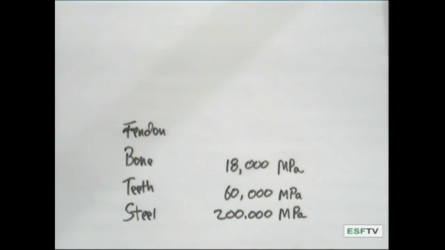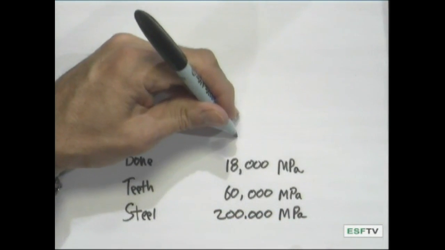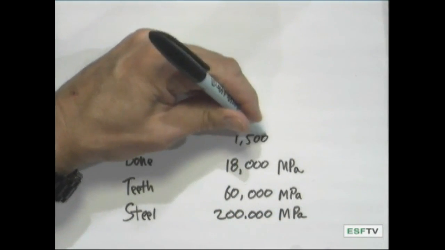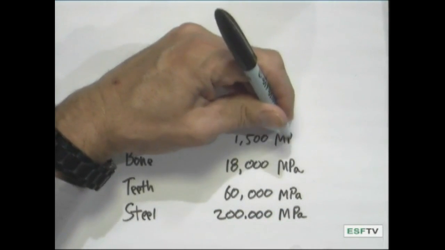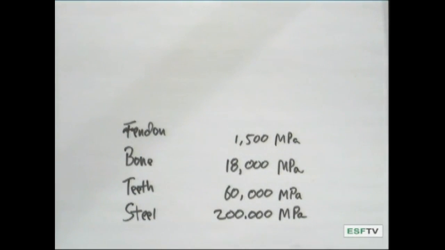If you look at the things that connect muscles to bones, this could be tendons. Tendons, the things that connect muscles to bones, those are actually much more compliant than bones are. We're looking at a Young's modulus of about 1,500 megapascals.